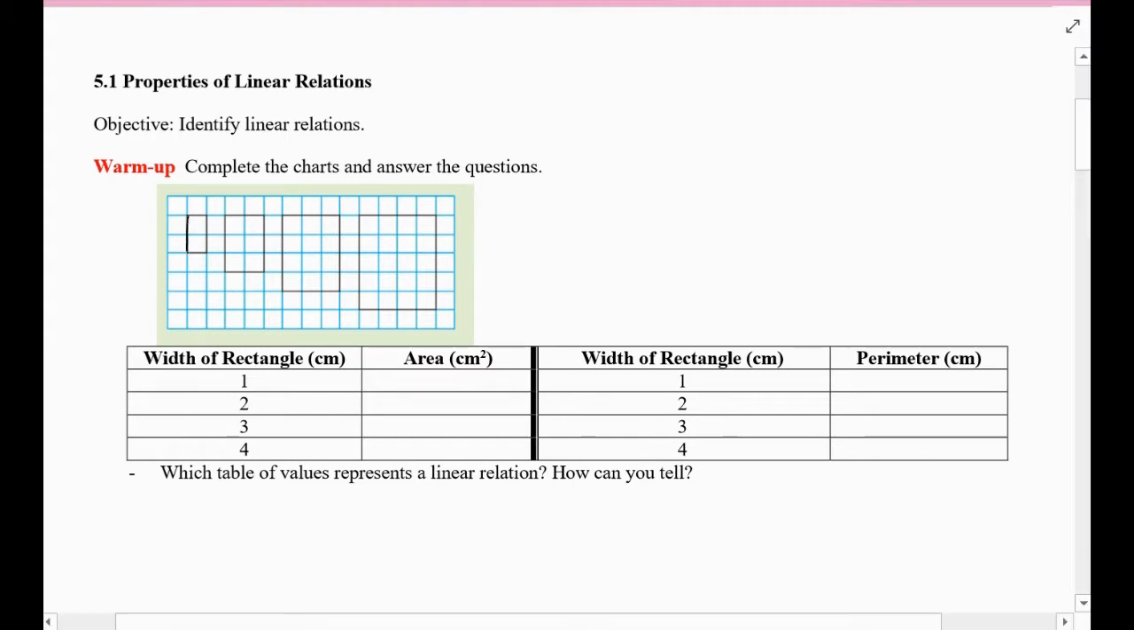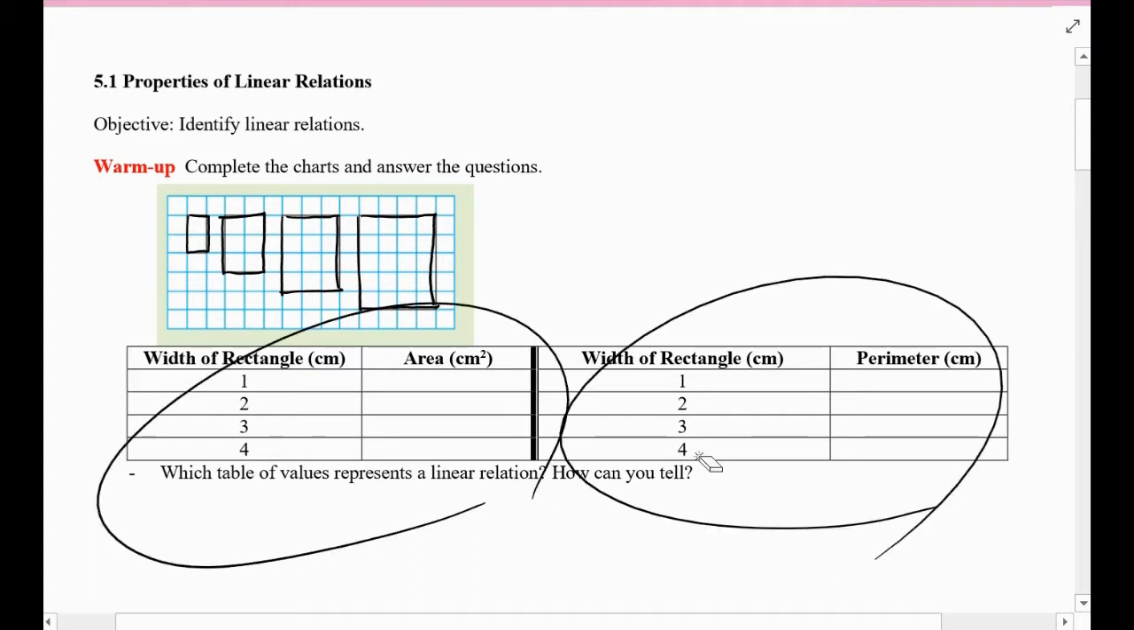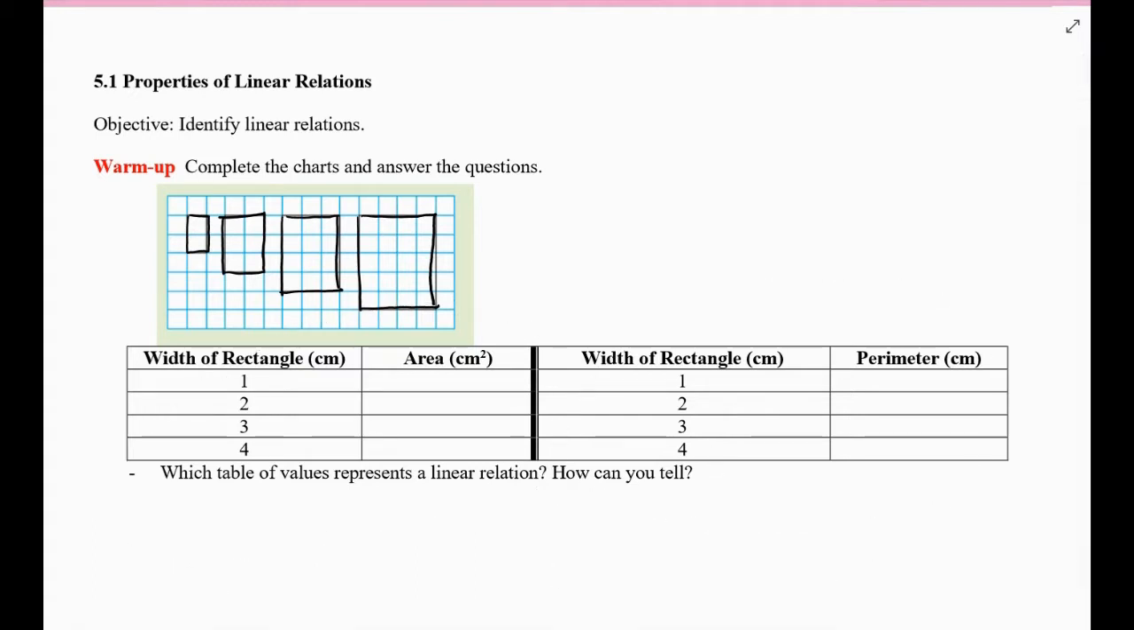So I have, in your lesson notes, if the lines are not visible, I want you to draw it again like this. Okay, so we're going to fill out two charts. First, width of the rectangle. This is the width of the rectangle. 1, 2, 3, 4. And we're gonna find the area of the rectangle.